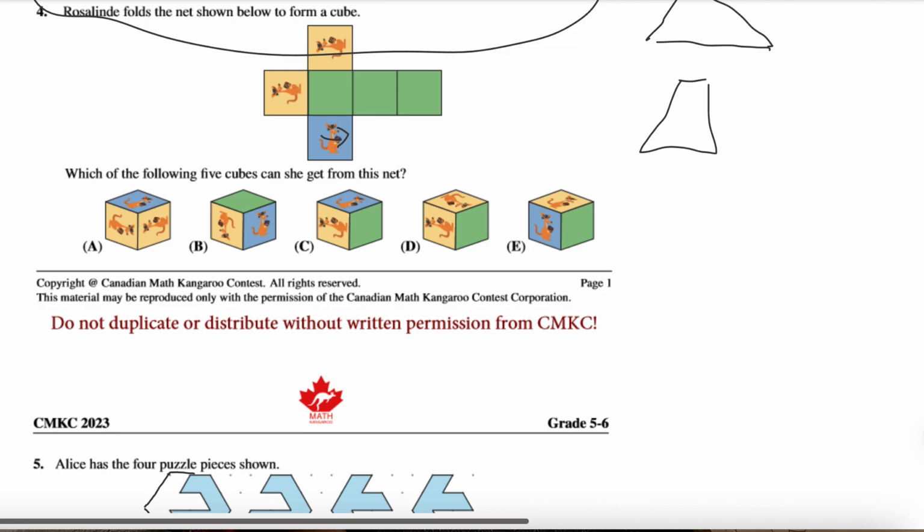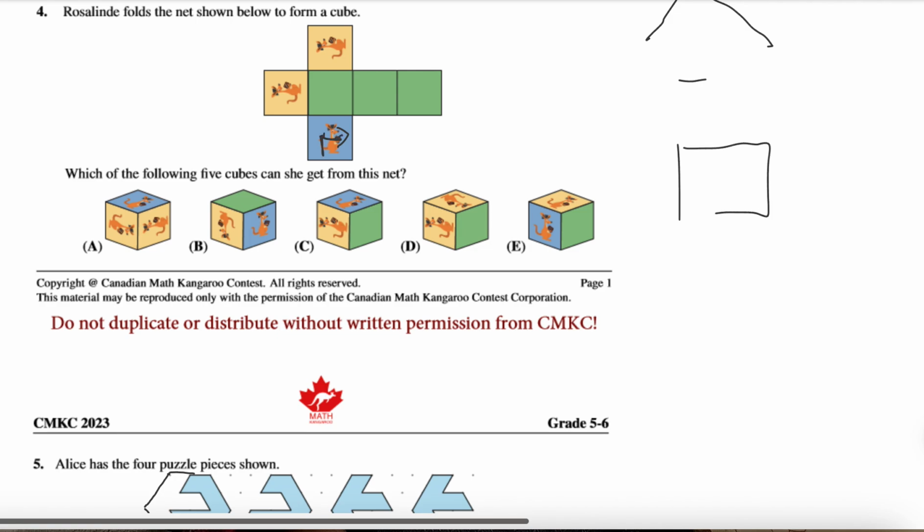Number 4. Rosie folds the net shown into the form of a cube. So this is a net of the cube. Which of the following 5 cubes did she get from this net? So first, this kangaroo is standing up, faces that way. So then, if you draw a cube, all of these cubes look like this, so I'm drawing it like this. So like the kangaroo would be like this. But this kangaroo is looking this way. So if you fold this downwards, the kangaroo would be looking outwards and then like this.